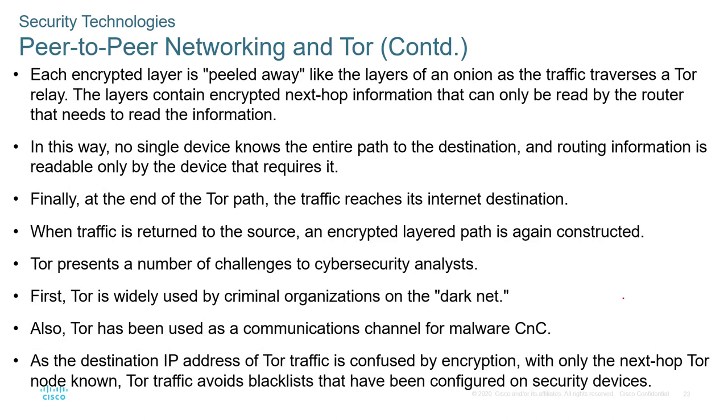Each encrypted layer is peeled away when we are dealing with Tor, like an onion. So the traffic traverses a Tor relay. The layers contain encrypted next hop information so that you can slowly get through the data flow of the dark nets. Tor is widely used by criminals on the dark nets. Tor has also been a communication channel for malware to get back to CNC servers. This does provide a layer of encryption and protection from the browser. It all depends on how you want to view this. Some legitimate people could use Tor to ensure a certain level of privacy. It can also be used for negative or malicious content.